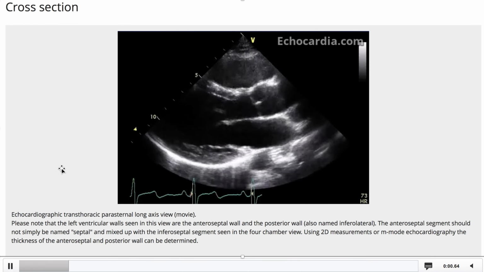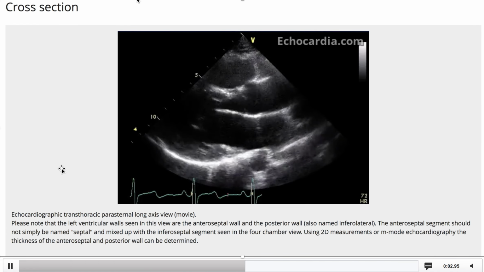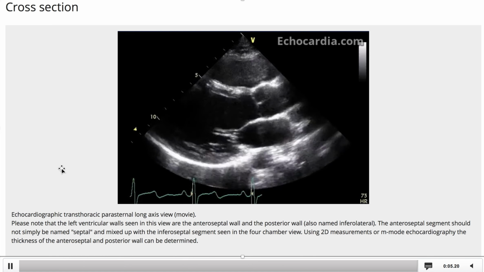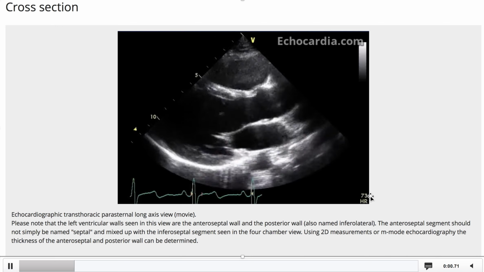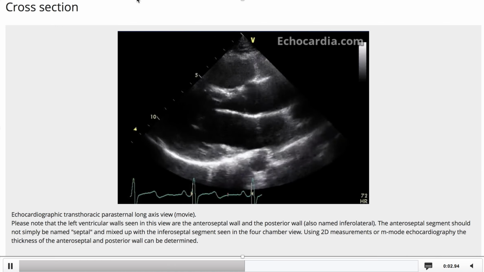This is an echocardiographic transthoracic parasternal long axis view movie. Please note that the left ventricular walls seen in this view are the anteroseptal wall and the posterior wall, also named the inferolateral. The anteroseptal segment should not simply be named septal and mixed up with the inferoseptal segment seen in the four-chamber view. Using 2D measurements or M-mode echocardiography, the thickness of the anteroseptal and posterior wall can be determined.